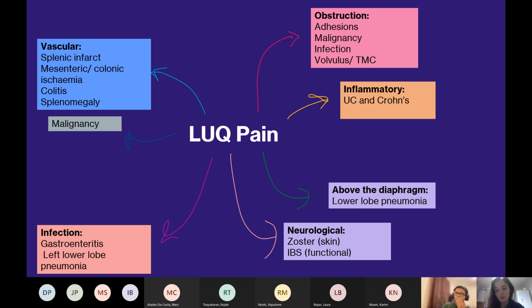So obstruction would be a big one, whether they've had a previous surgery and there are adhesions, a malignancy, or a mechanical cause. In young people or the very elderly, you can get twisting of the bowel. And then inflammatory, so your ulcerative colitis and Crohn's, above the diaphragm as we've already said. Then infection, and then we've got our vascular causes at the top.